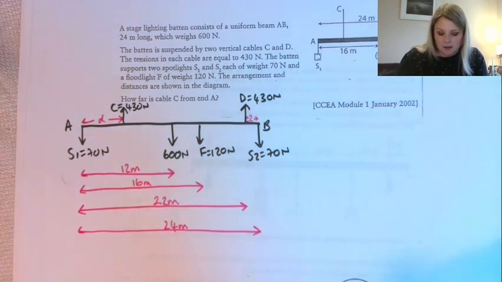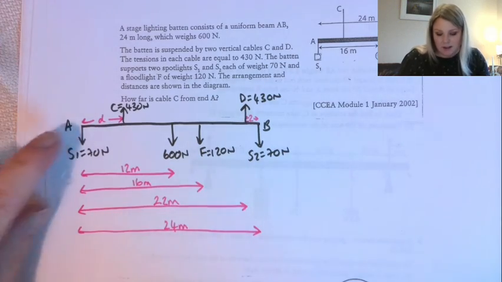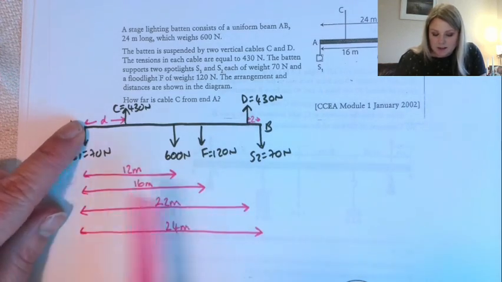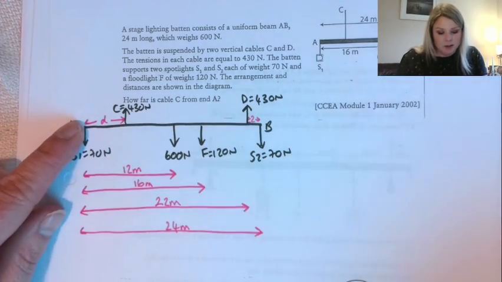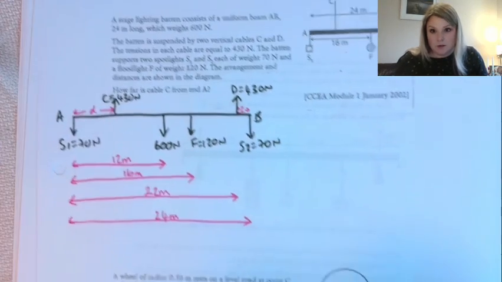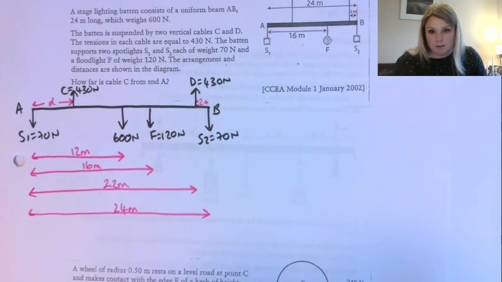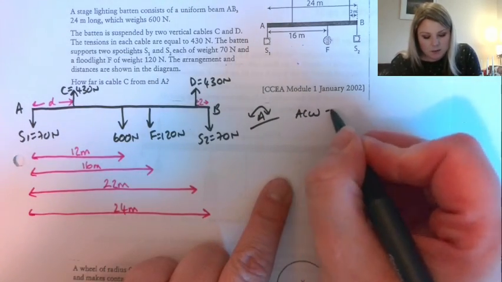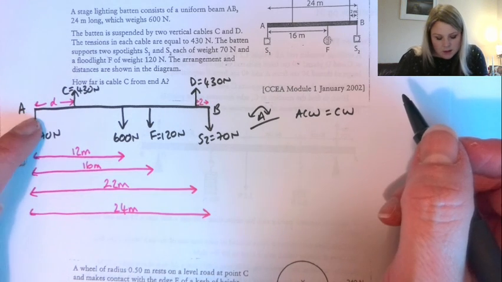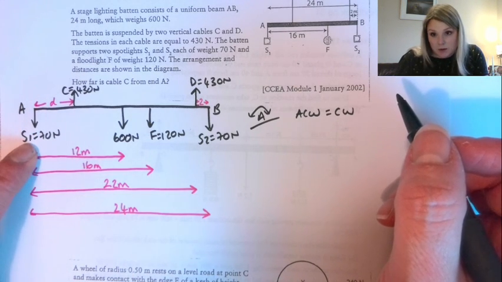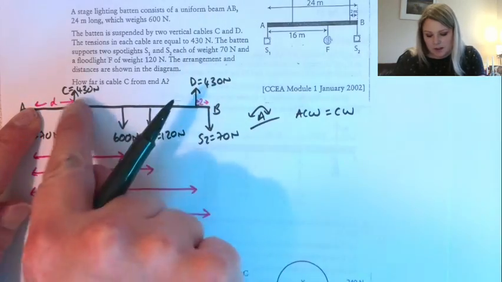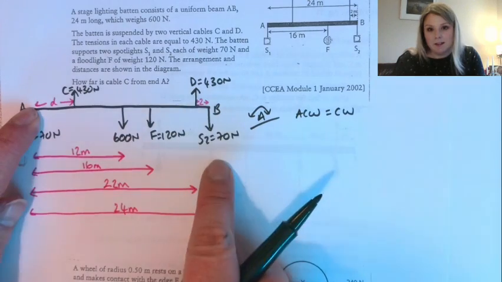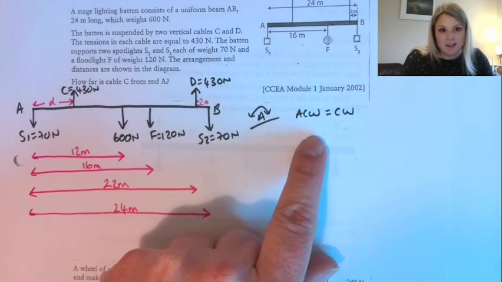Now you might think that's overkill, but to find this I'm going to end up taking moments about this point here, and now it means that I have all my distances from this point, so it will help with the working out. So taking moments about A, we know anti-clockwise equals clockwise. So let's have a wee look at this. S1 is not going to create a moment because the distance is 0. Anti-clockwise we've got C and D, and then clockwise we've got the 600, the 120 and the 70. So I'm going to fill out my next line there.